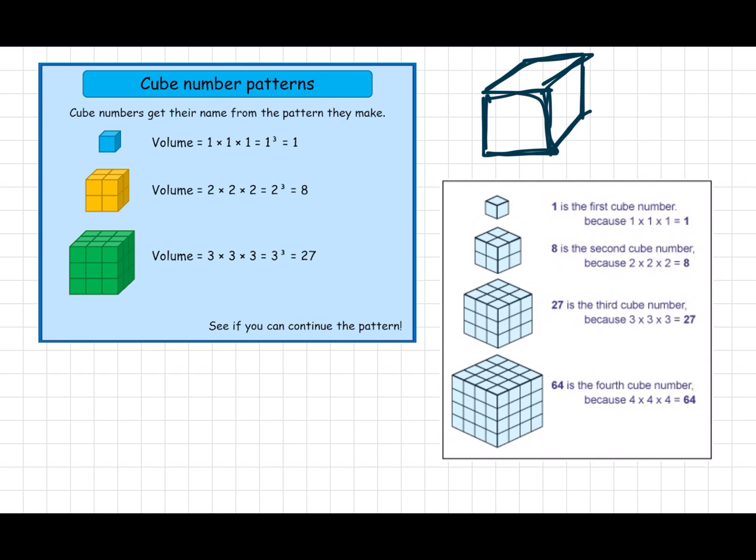So 1 times 1 times 1. You've got 3 dimensions there. And that's why they're called cube numbers. So cube numbers, same with squared numbers, but instead of having a 2, it's a 3. The other way we say that is to the power of.